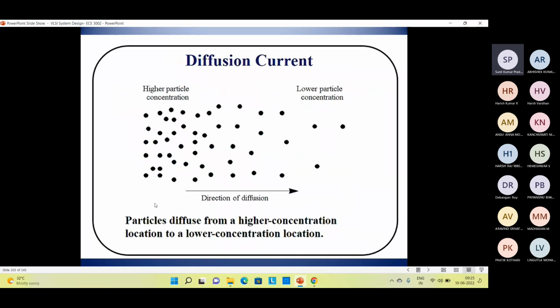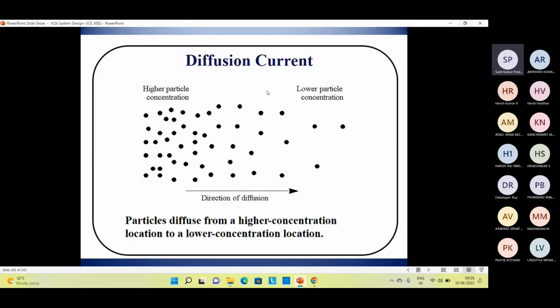Now this is actually what I am going to tell. If you can see here, this is how we can represent the diffusion current. In this region, we have a higher concentration of electrons, and here we have a lower concentration of electrons. So the electrons have the ability to move from higher concentration to the lower concentration. So that is why the diffusion current is associated like this.